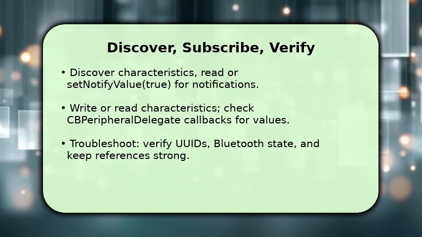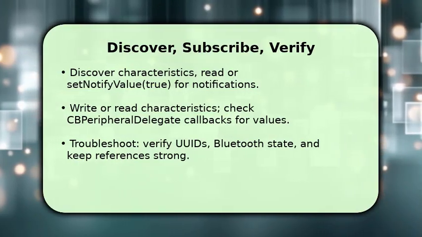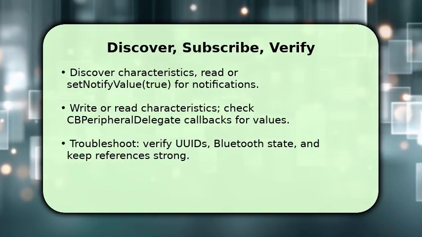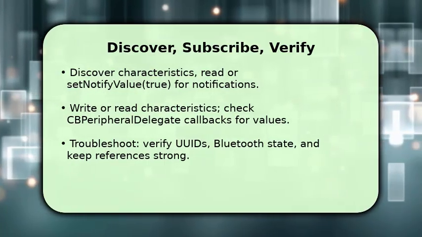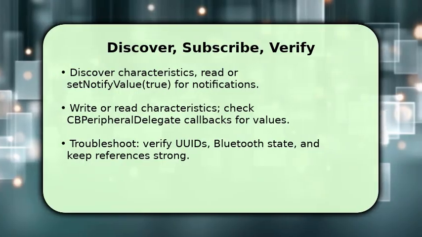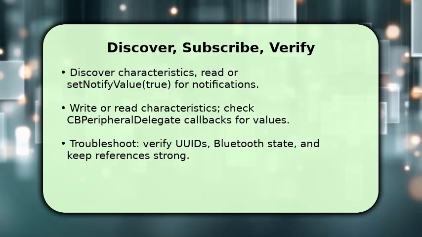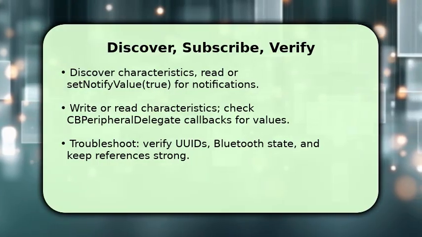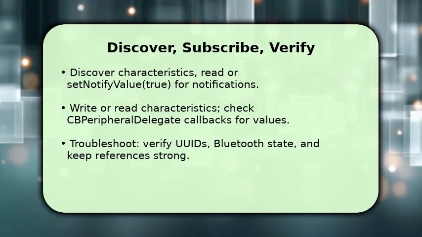You finish by discovering characteristics and choosing read, write, or notifications depending on the device API. Call discoverCharacteristics on the discovered service, then readValue or setNotifyValue true as needed. Make sure you implement peripheral didUpdateValueFor error, to process incoming data and respond. Once your data flow is working, clean up by canceling the connection when finished.